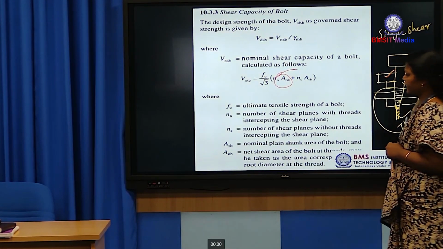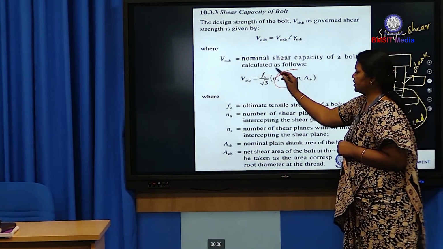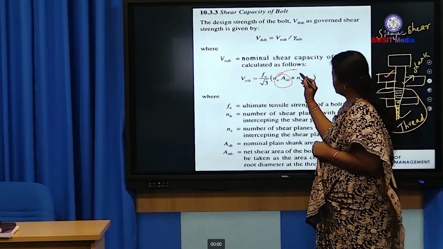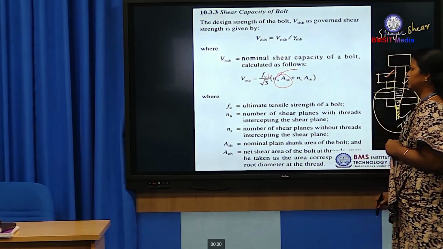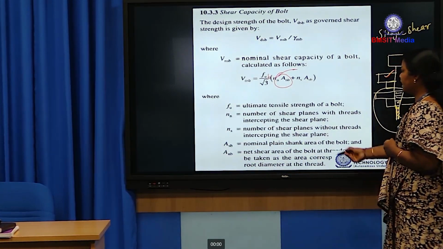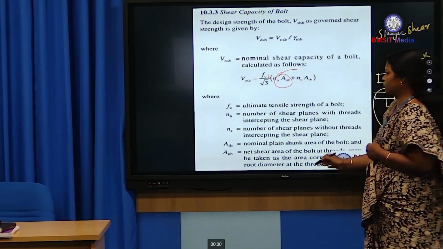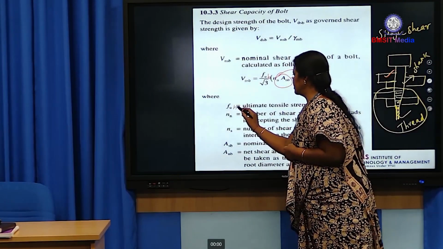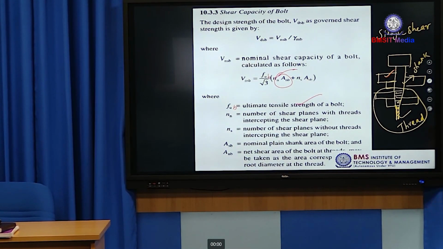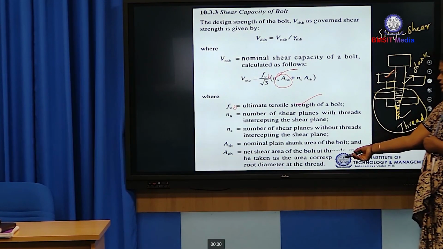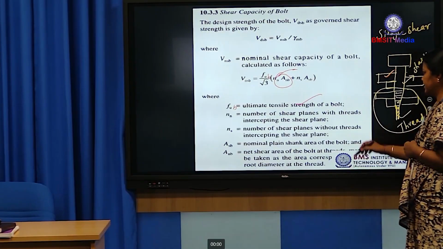Next, coming to Fu, here one mistake is there in the code book itself. This is Fub, not Fu. Fub means ultimate tensile strength of the bolt. Here it is mentioned correctly, ultimate tensile strength of a bolt. ASB and ANB we know, the shank area and net area.